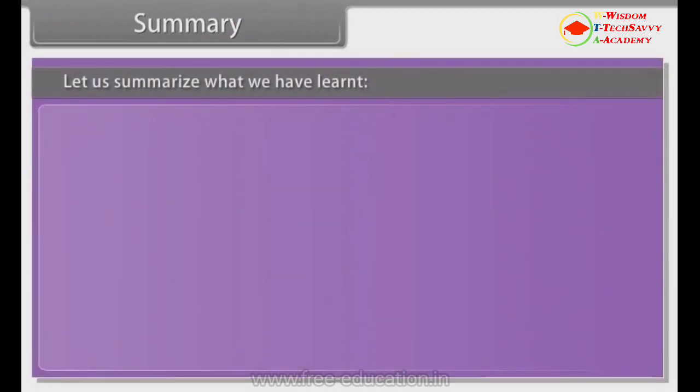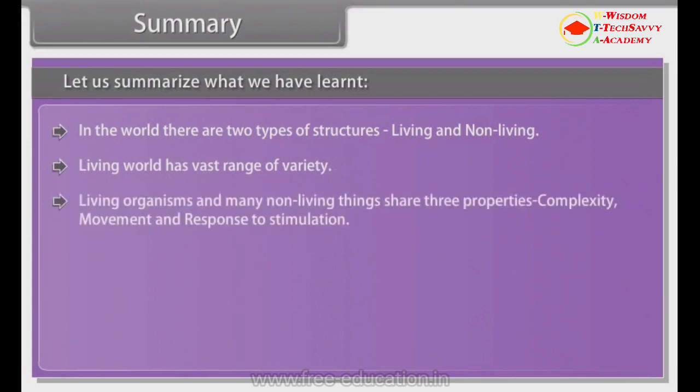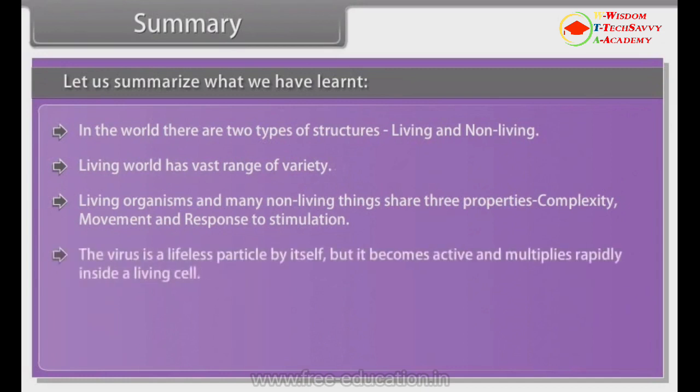Summary. Let us summarize what we have learned. In the world, there are two types of structures, living and non-living. Living world has vast range of variety. Living organisms and many non-living things share three properties: complexity, movement, and response to stimulation. The virus is a lifeless particle by itself, but it becomes active and multiplies rapidly inside a living cell. The smallest unit of life is cell.